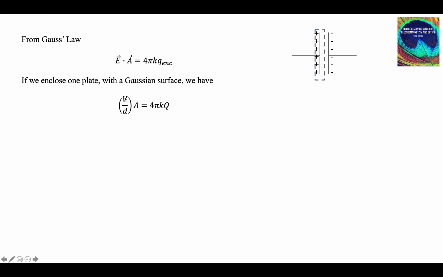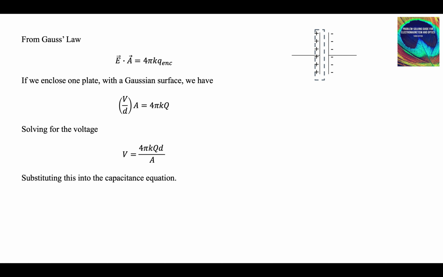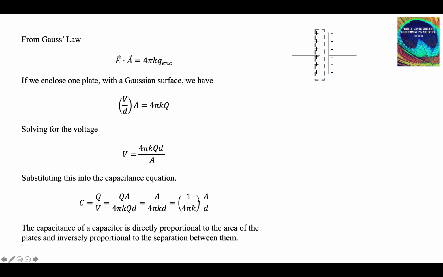The electric field is V over D. I can solve for the voltage and get this expression. And then I can stick it into the equation for the capacitance, Q over V. This A is in the bottom up here, goes in the top. I cancel the Q's, and I get this constant times A over D. So the capacitance of a capacitor is the area divided by the distance, directly proportional to the area of the plates, inversely proportional to the separation between the plates.